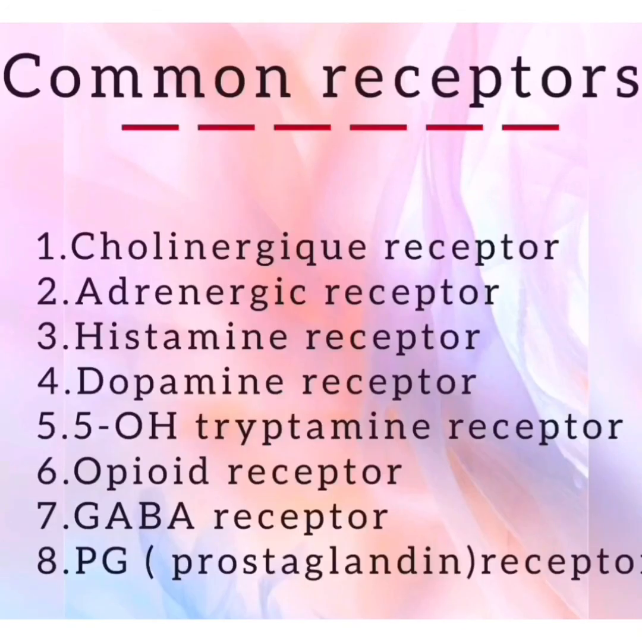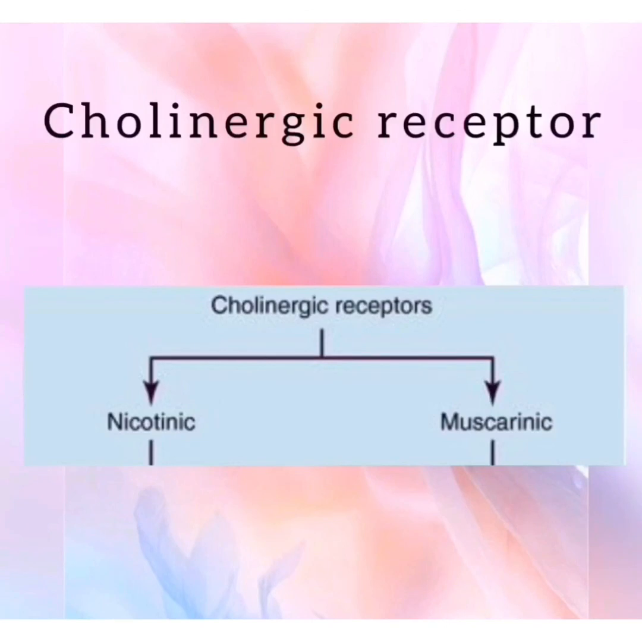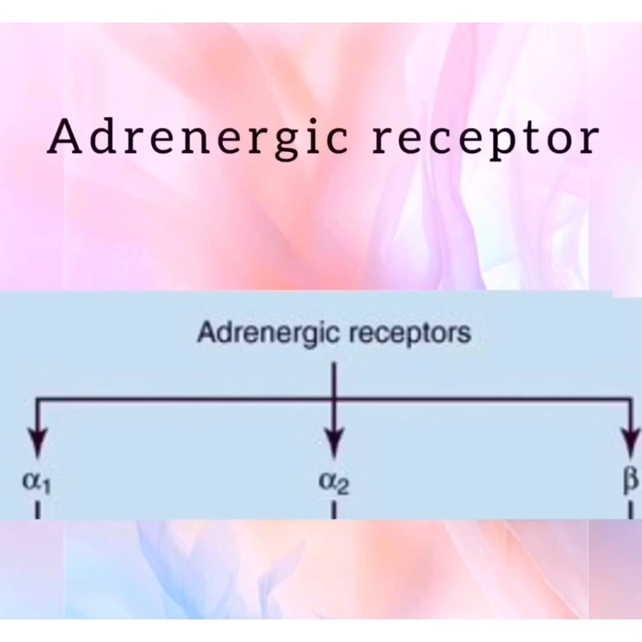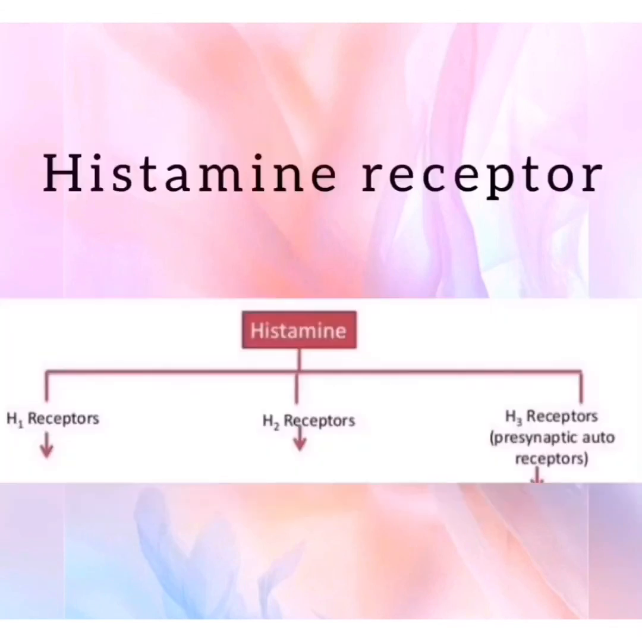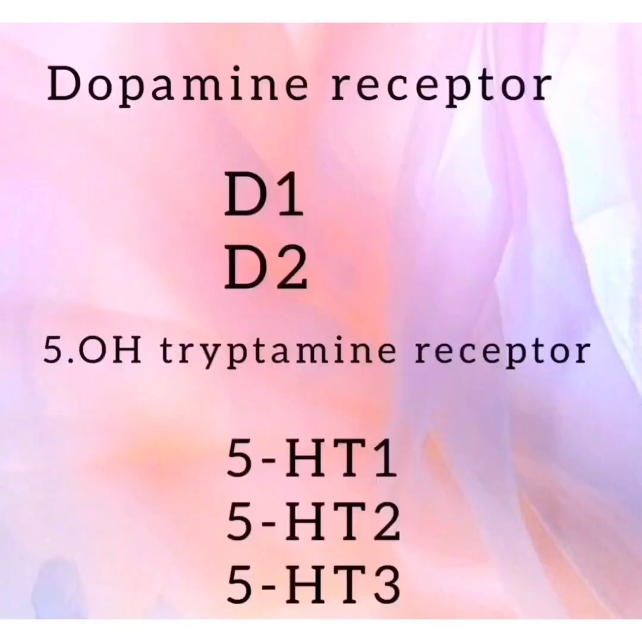Common receptors: cholinergic receptor, adrenergic, histamine, dopamine, 5-hydroxytryptamine, opioid, GABA, and prostaglandin. Now we are going through receptors subtype. Cholinergic receptors has two types: nicotinic, muscarinic, and adrenergic alpha and beta, histamine H1, H2, and H3, dopamine D1 and D2, 5-hydroxytryptamine receptor.